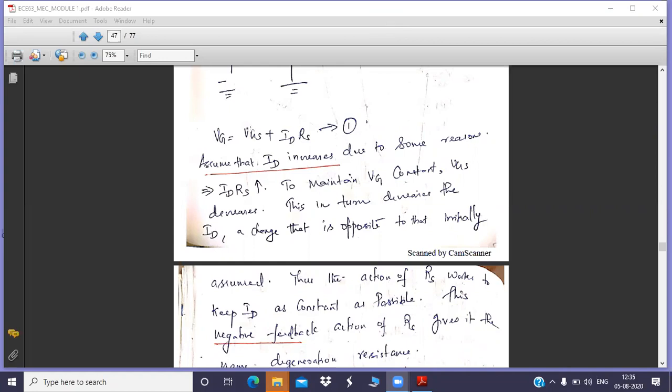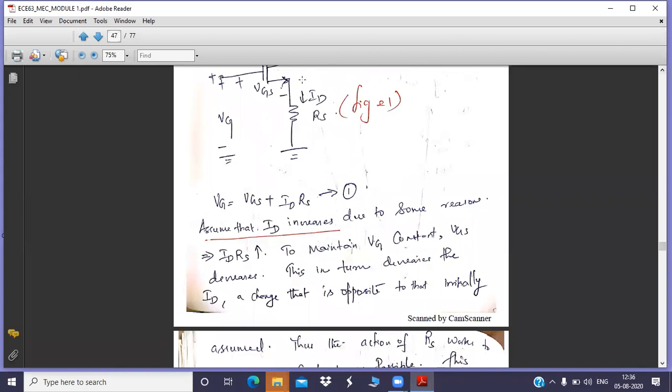Okay, fine. So RS is going to suppress our change. So due to some reasons, ID is trying to increase. Okay, ID has increased. So what happens if ID has increased? The drop across RS will increase, isn't it? The voltage drop across RS is going to increase from this equation. If ID increases, the voltage across RS is increasing. But we have kept a constant voltage VG. By some sort of battery, we have kept a constant VG over here. It is not going to change. Assume that this VG is constant, it is not going to change.